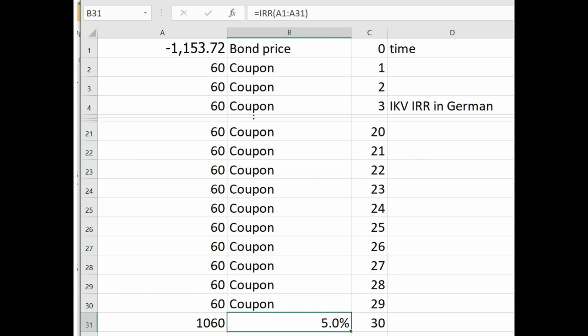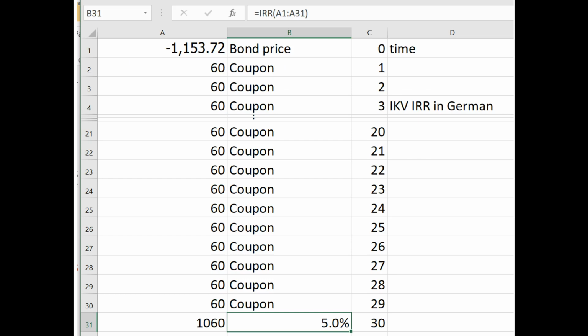Then you go to Excel and calculate the internal rate of return, or IRR. Or if your Excel is German, you do IKV, which does exactly the same function. And you say, what is an interest rate that makes the price of 1,153.72 fair, given all these cash flows in the future? If we discount them with what interest rate, we get 1,153.